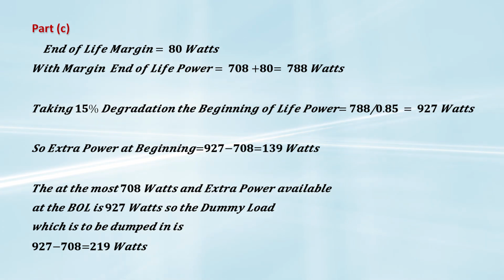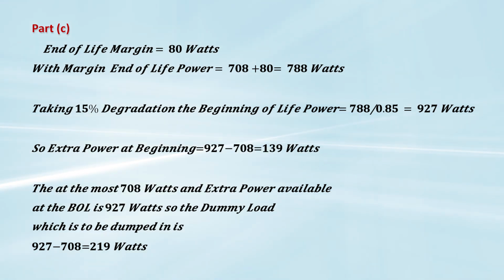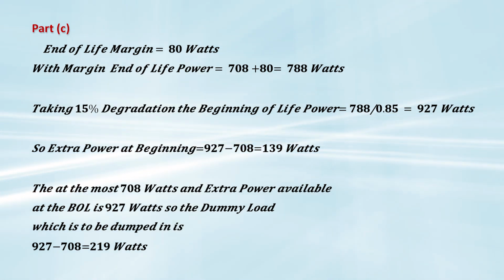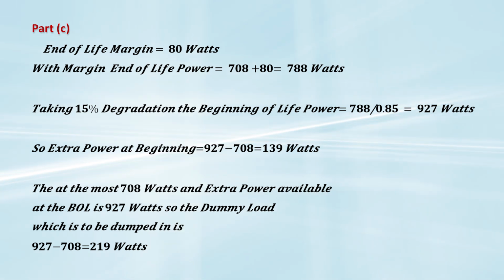Now, at the most, 708 watts is needed at the end of life, and the power available at the beginning of life is 927 watts. So, the dummy load into which power has to be dumped is 927 minus 708, so 209 watts. This much power has to be dumped into the dummy load. This is the answer of part C.